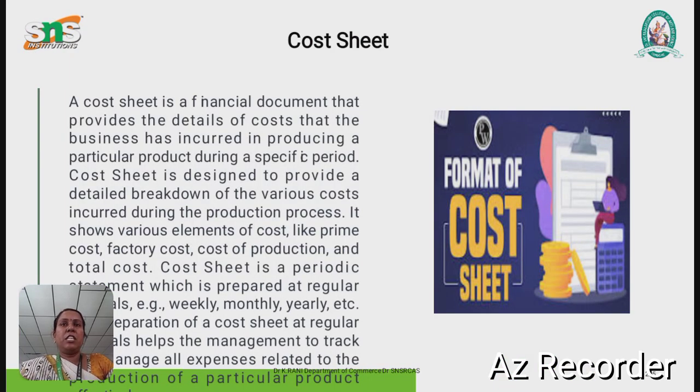What is a cost sheet? A cost sheet is a financial document that provides the details of cost that the business has incurred in producing a particular product during a specific period. A cost sheet is designed to provide a detailed breakdown of the various costs incurred during the production process. It shows various elements of cost like prime cost, factory cost, cost of production, and total cost.